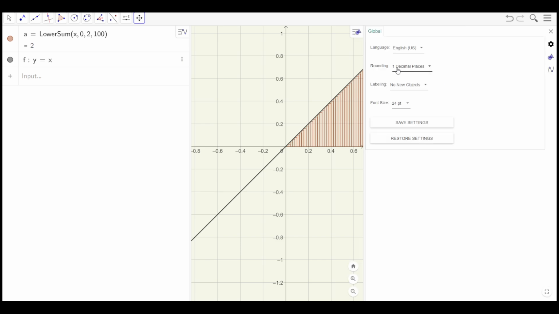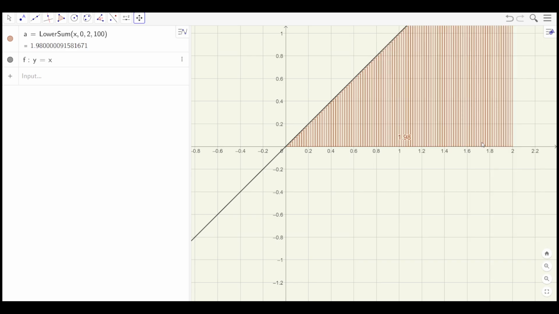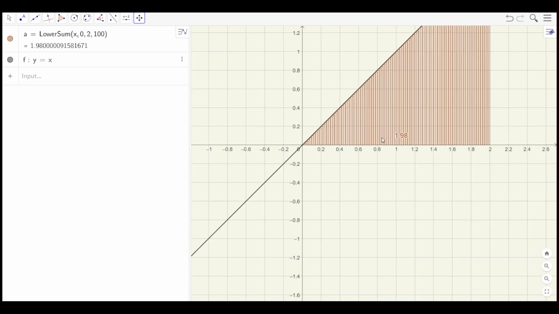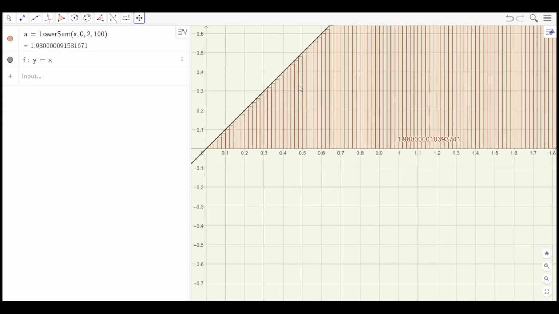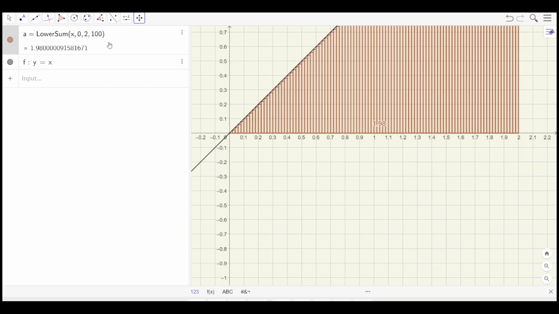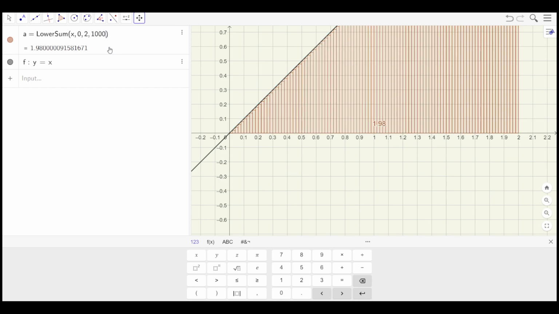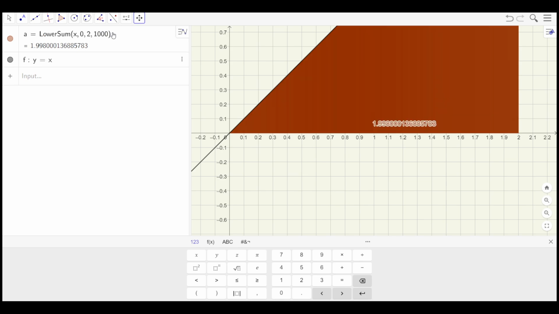This is 1 decimal place. Let me make it 15 decimal places. Okay, so you see it is not 2. It's 1.98. And you see the deviations. Can you see there are deviations? It's very obvious. Yes? But now, who cares? The hard work is with GeoGebra. Let us increase it to 1000. Okay? I hope that you feel that this is really a good approximation.